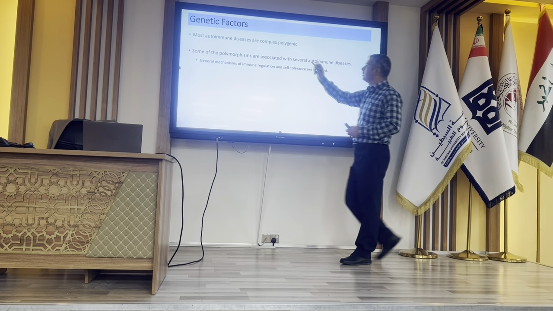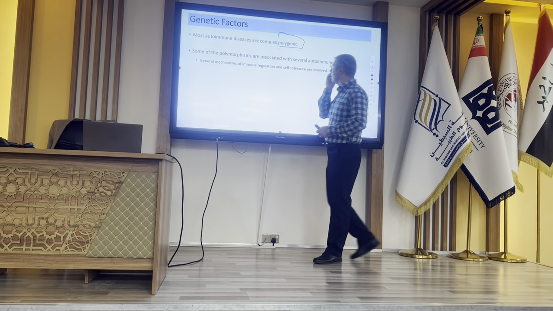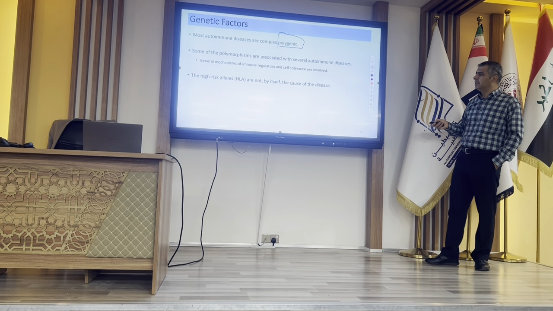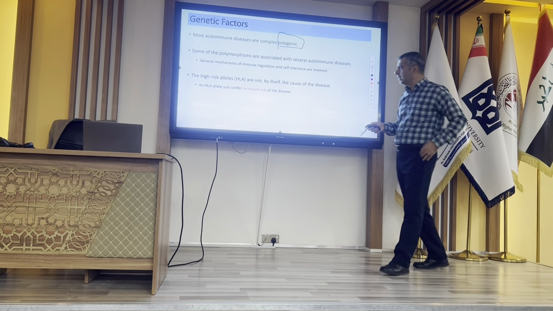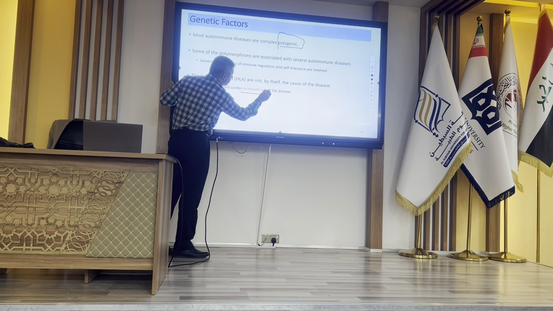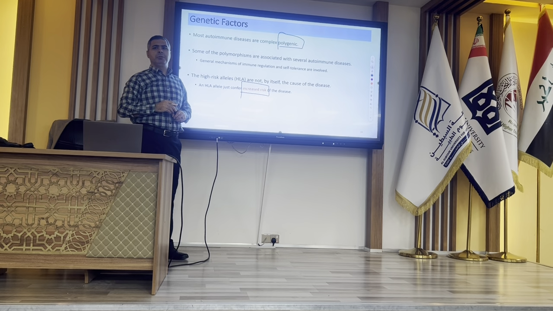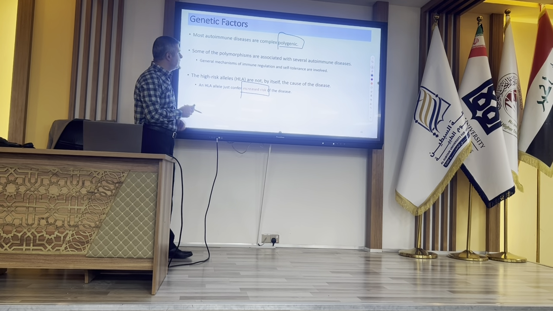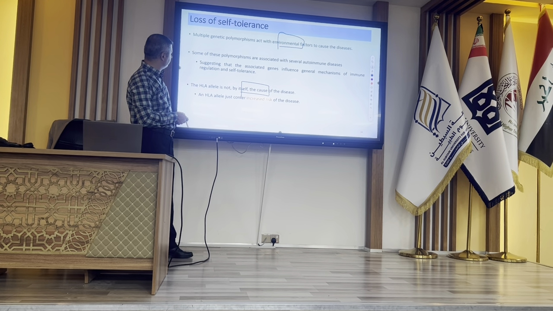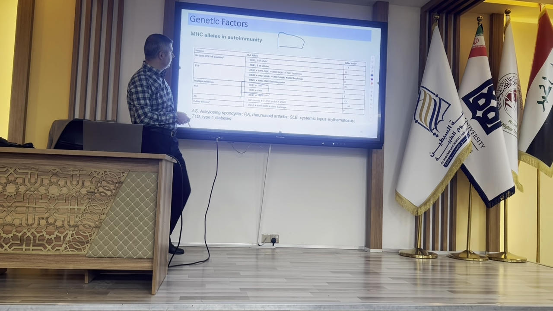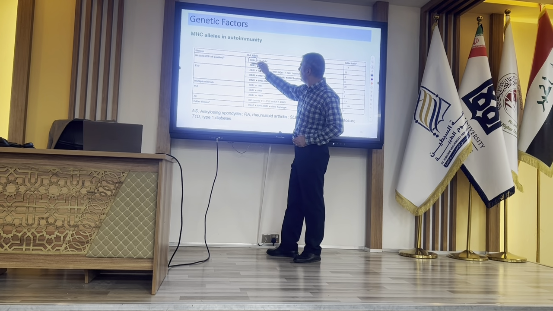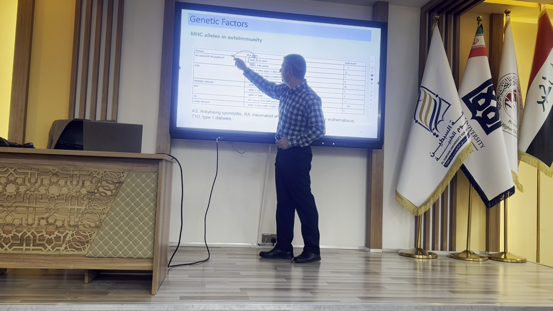So most autoimmunities are polygenic. It means many genetic factors are involved, and even many environmental factors. But these susceptibility genes only increase the risk of autoimmune disease. It doesn't mean that a person will absolutely develop autoimmune disease. What does that mean? Let me give you this table, please. Here you can see the different HLA alleles that are related to different autoimmune diseases.